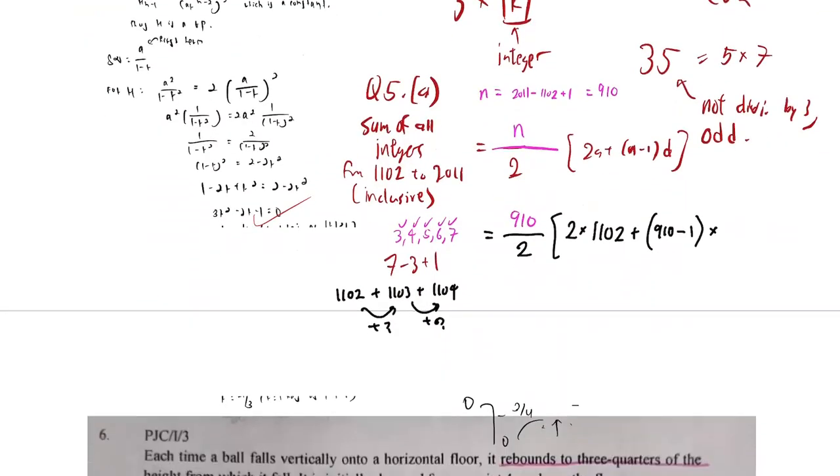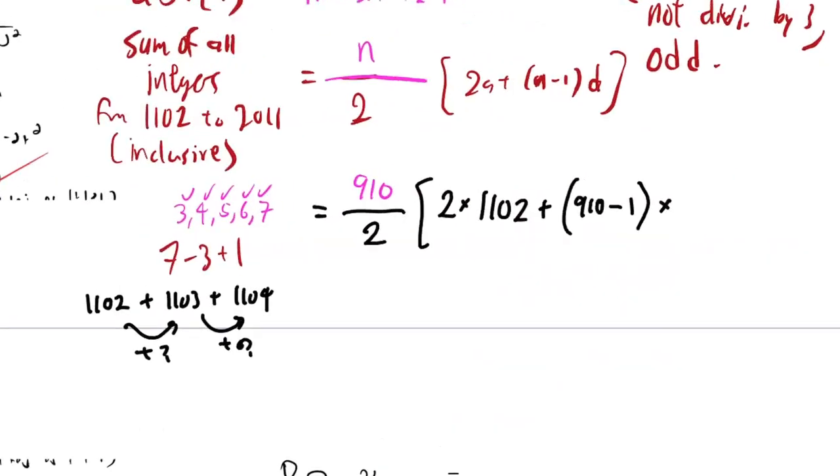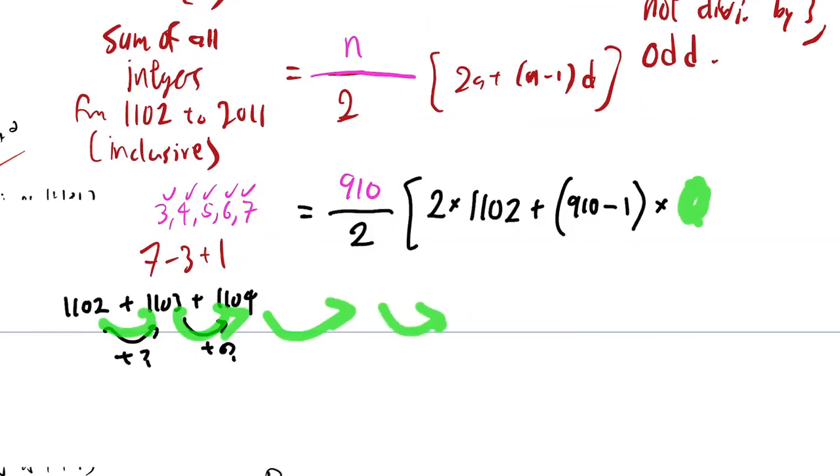All of them. So tell me again, what's the difference here? All of them. So plus 1, plus 1, plus 1. So the difference is?